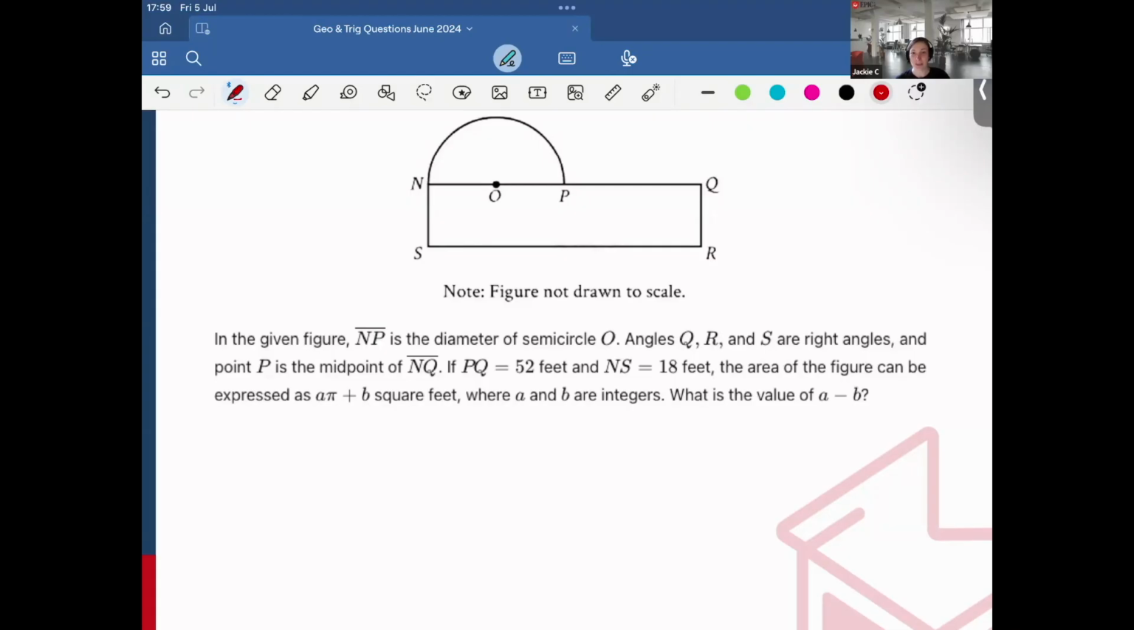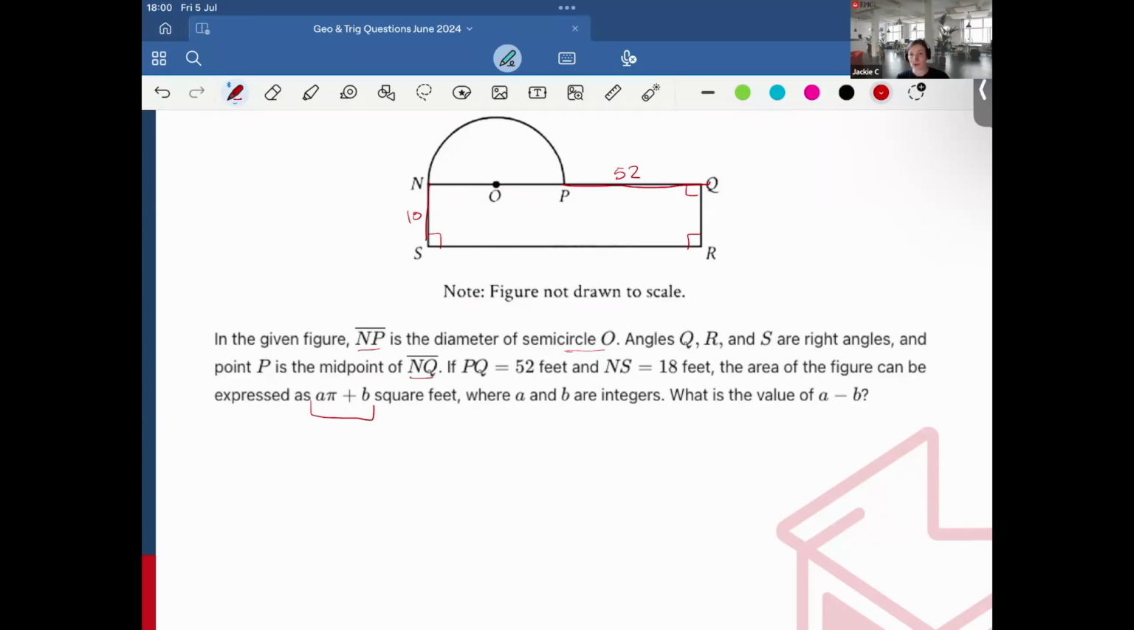Okay, so let's see. I'm given this shape. Let's see what it says in the figure. NP is the diameter of semicircle O. Angles Q, R, and S are right angles. And point P is the midpoint of NQ. So PQ is equal to 52, and NS is equal to 18 feet. The area of the figure can be expressed as a pi plus b square feet, where a and b are integers. What is the value of a minus b?